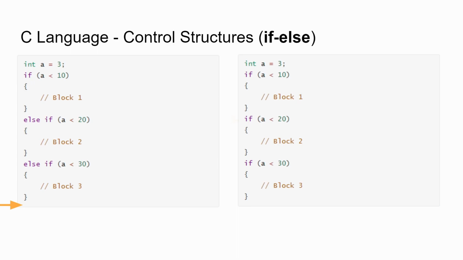But on the right side, A is less than 10. That's true. We complete block 1. But then A is also less than 20, so we do that.